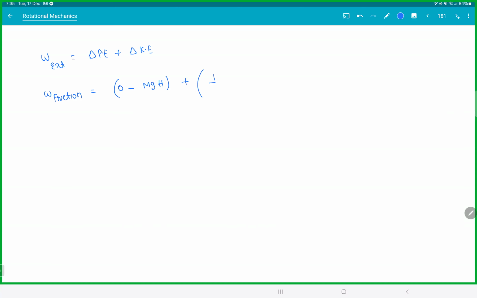Final kinetic energy is half mv square plus half I omega final square. Initial kinetic energy is 0. This is the work done by frictional force, which is actually negative. Basically, the system is losing energy. But what is work done by frictional torque? When you write work done by all forces, we get change in total kinetic energy. So basically, this thing consists of rotation plus translation.